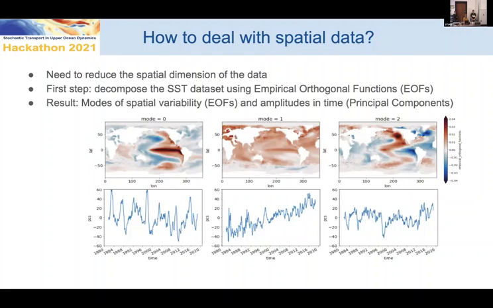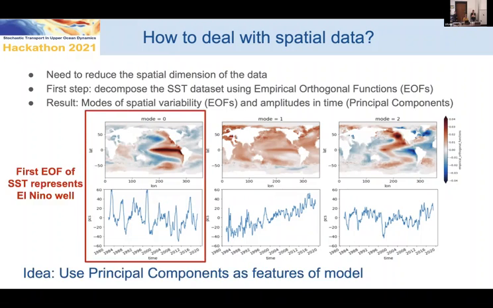And the way we did that was by decomposing the sea surface temperature data set using empirical orthogonal functions, or EOFs. And what you get when you do that is you get these modes of spatial variability, which are plotted in the top row. They're the EOFs. And then their amplitudes in time, which are the principal components, and they're plotted on the bottom. So what turned out really nicely was that the first EOF actually represents the El Nino oscillation really well. So if you plot that principal component against the El Nino index that I showed earlier, there's really good correlation.